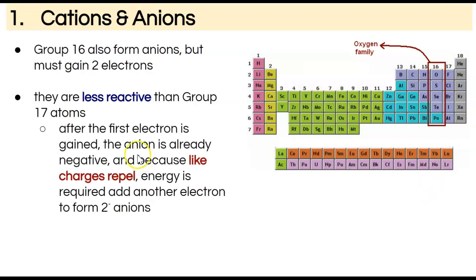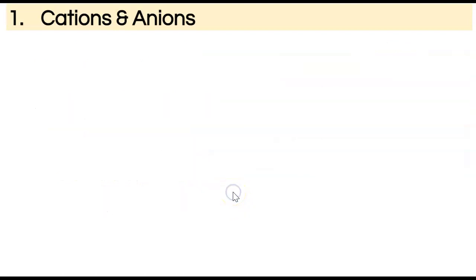After the first electron is gained, the anion is already negative. The like charges are going to repel, so grabbing onto another electron is going to be pretty hard. So that's the message there.